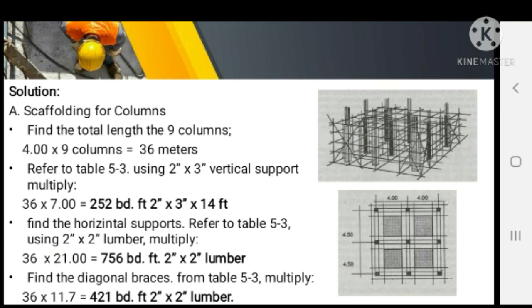So 36 times 7 is equal to 252 board feet of 2 inch by 3 inch lumber. For the horizontal supports, using 2 inch by 2 inch lumber, we also need to multiply the 36 meters by 21, found in table 5-3. So 36 times 21 is equal to 756 board feet of 2 inch by 2 inch lumber. For the diagonal braces of the columns, scaffolding for columns, we need to multiply 36 by 11.7. So we have 421 board feet of 2 inch by 2 inch lumber.